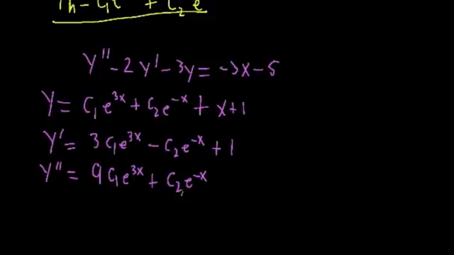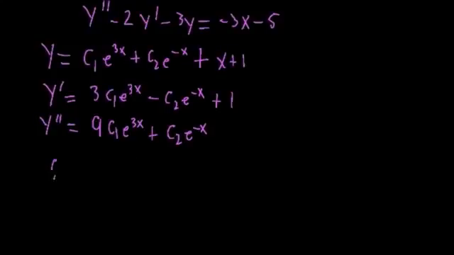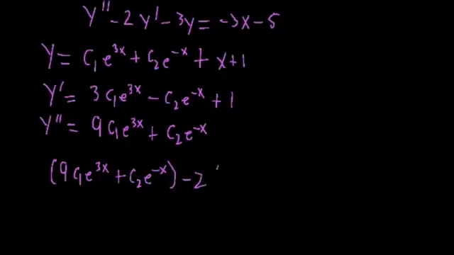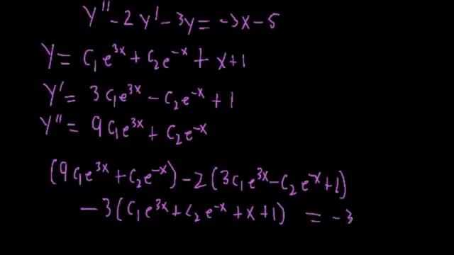So let's plug all of these derivative terms back in here and see if this works out. So we get the second derivative, 9c1 e to the 3x plus c2 e to the negative x, minus 2 times the first derivative, 3c1 e to the 3x minus c2 e to the negative x plus 1. I'm just going to continue down here, minus 3 times y, c1 e to the 3x plus c2 e to the negative x plus x plus 1. All of this should be equal to negative 3x minus 5.